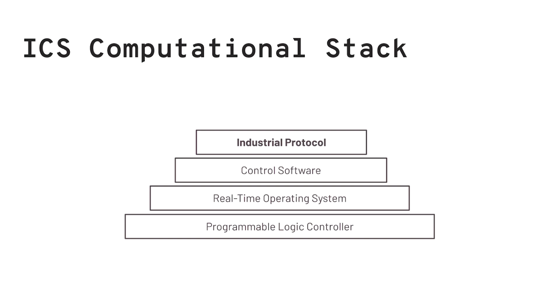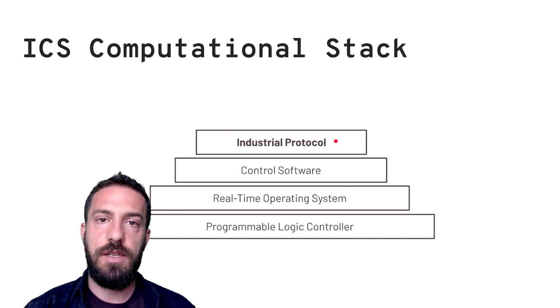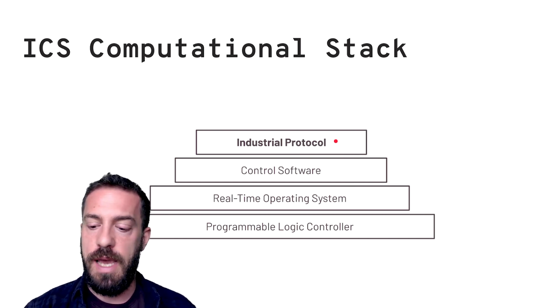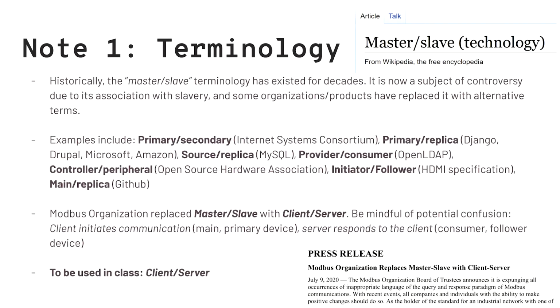The last part of the ICS computational stack is the industrial protocol, and it is the way that the PLC communicates to other PLCs or to the centralized server or to some kind of another computational device. Before I proceed with the content about the protocol, I'd like to make a note of terminology.